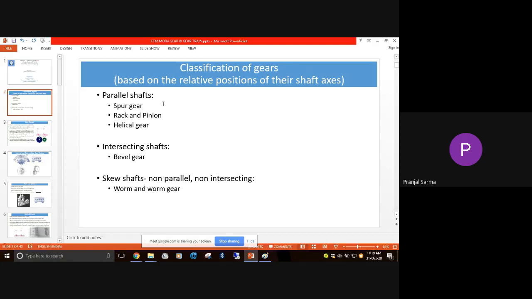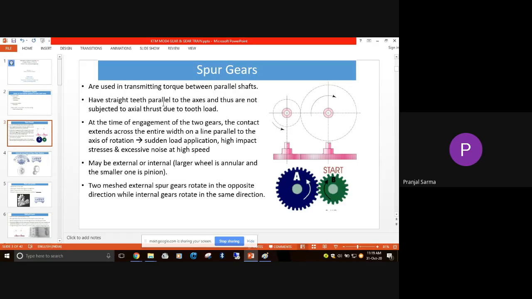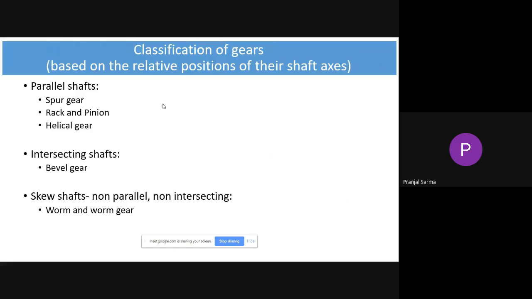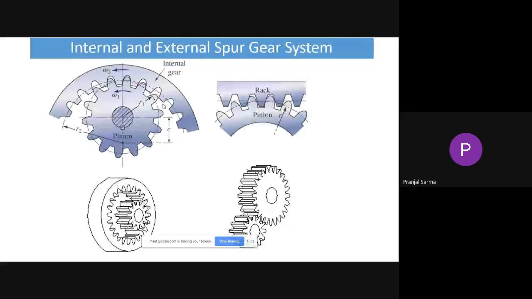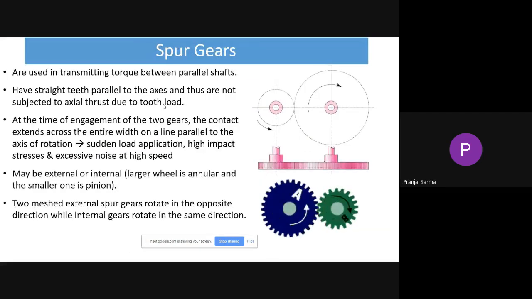So initially, the divisions we have already discussed, like parallel shafts. Using parallel shafts, we can have spur gears, pinion, helical gears, etc. And these things we have already discussed. So today we'll be going initially for the spur gear. What is the spur gear, what is its main feature, and when can it be used, etc. Those things we are going to discuss today.